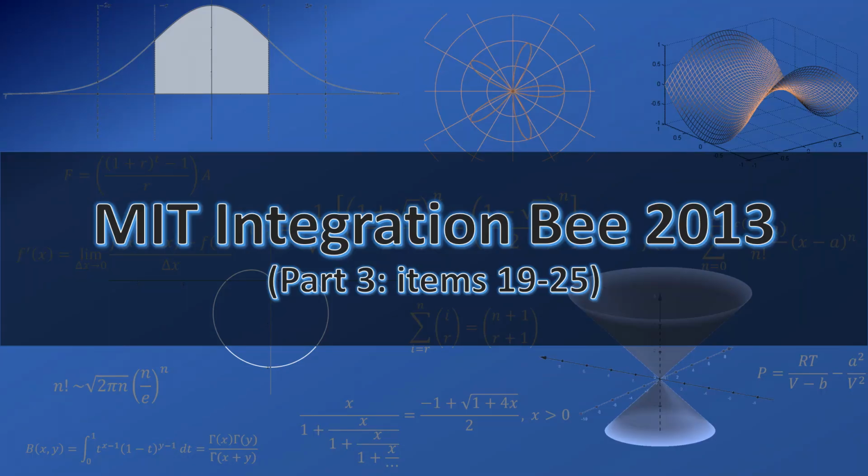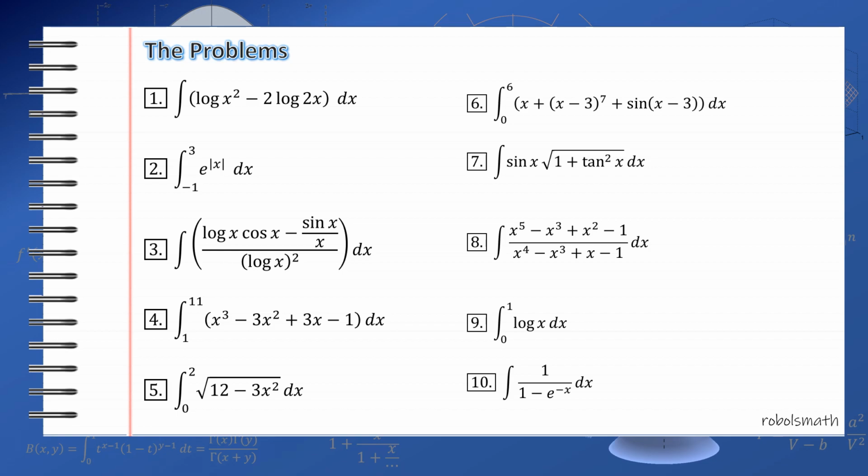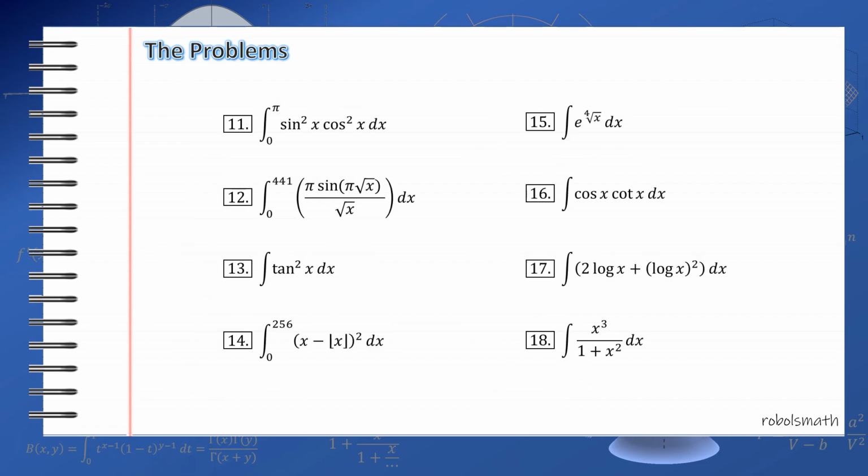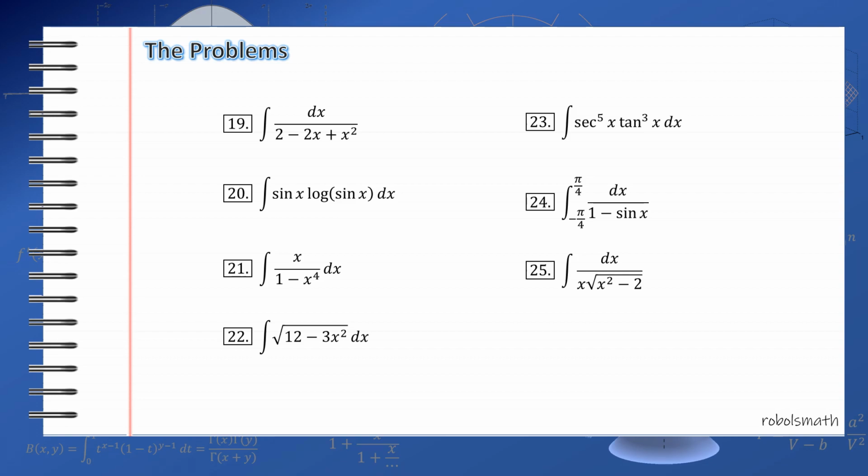Hello! So this is the last part of the 2013 edition of the MIT Integration B Solutions, which I am doing. So for this video, I will be solving the last 7 items, 19 to 25. If you haven't checked it out, I highly suggest you try first, or you watch first my first 2 videos for this. And these are the problems for those 2. For this video, I will be answering these items. Quite easy, maybe not.